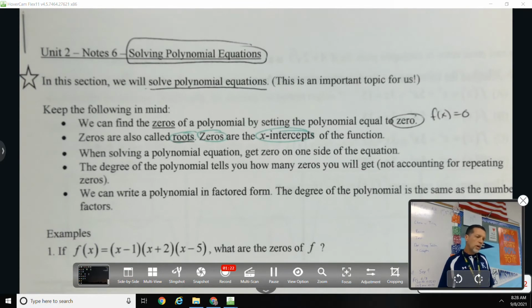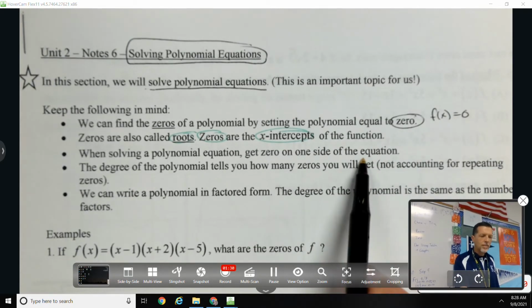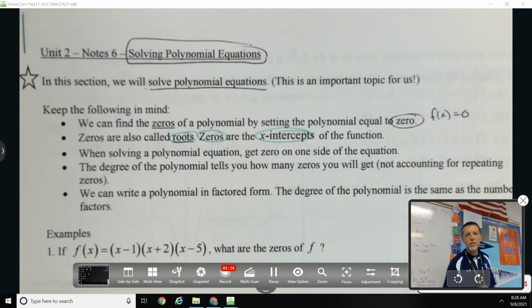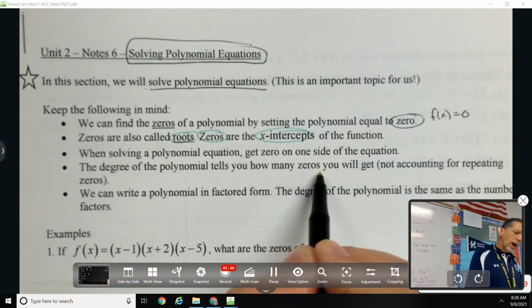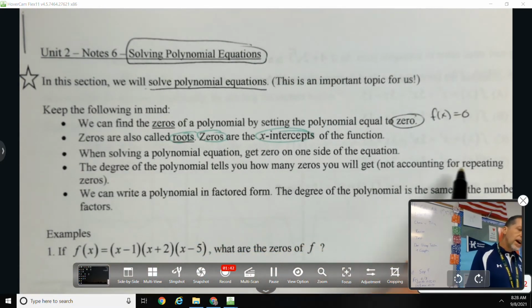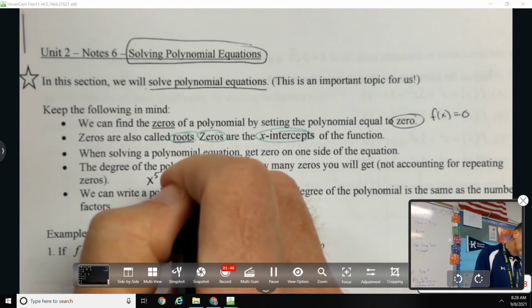When solving a polynomial equation, get 0 on one side of the equation. f of x equals 0. That maybe seems obvious, but people can really mess things up if they don't get 0 on one side, if they don't move everything to one side. The degree of the polynomial tells you how many zeros you will get, not accounting for repeating zeros. Again, we've said this before as well.